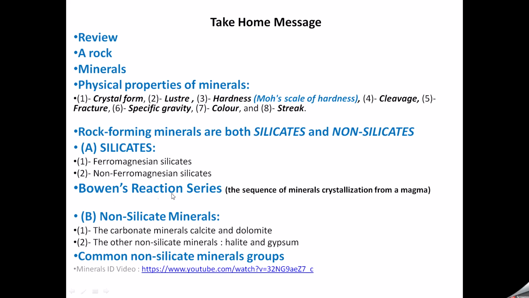And then we talked about Bowen's reaction series, which describes the sequence of mineral crystallization from magma. And then we talked about the non-silicate minerals like carbonates, calcite, dolomite, and halite and gypsum, and then the common non-silicate mineral groups. And this will conclude the lecture.